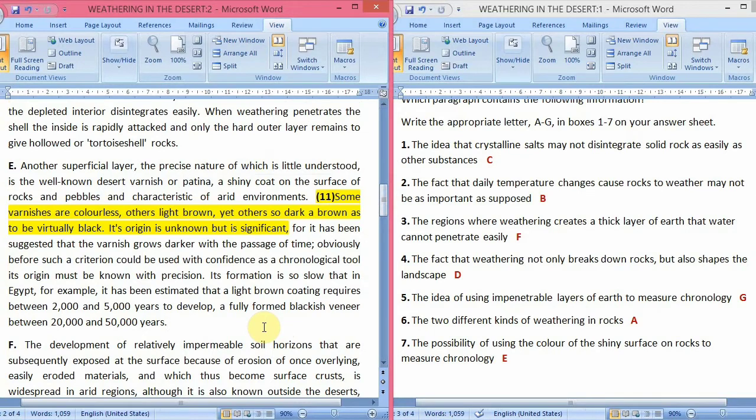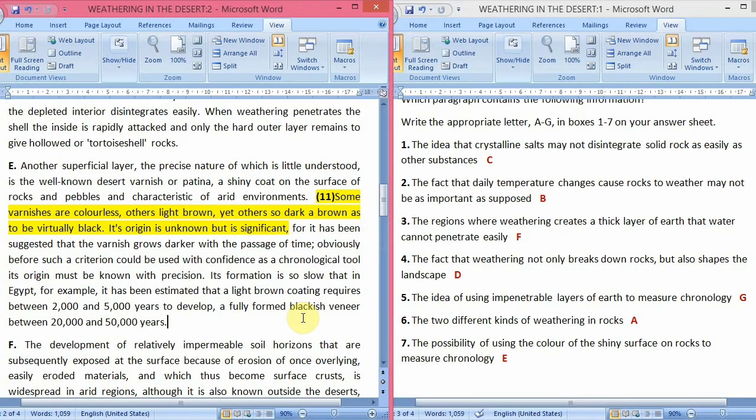And pebbles and characteristic of arid environments. Some varnishes are colorless, others light brown, yet others so dark a brown as to be virtually black. Its origin is unknown but is significant, for it has been suggested that the varnish grows darker with the passage of time. So they are saying that this shiny surface varnish, it grows darker with the passage of time. Obviously, before such a criterion could be used with confidence as a chronological tool.